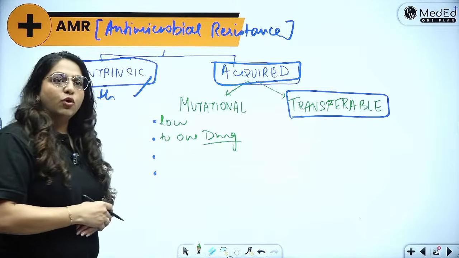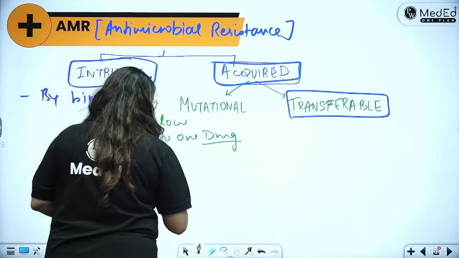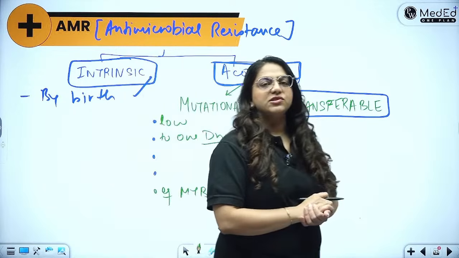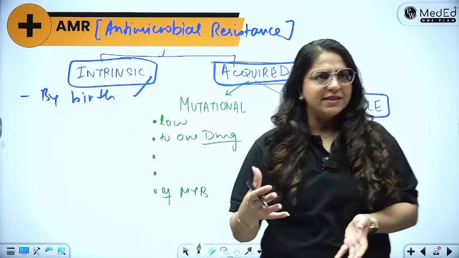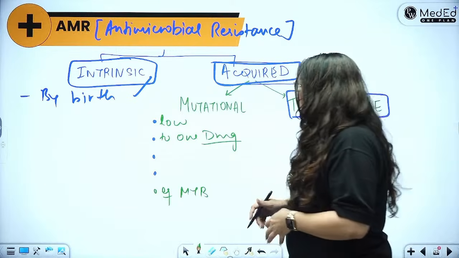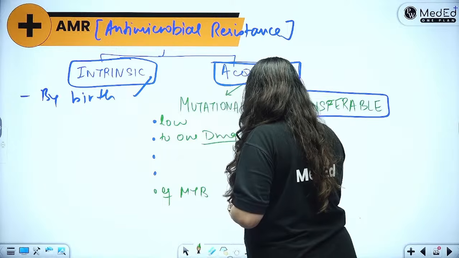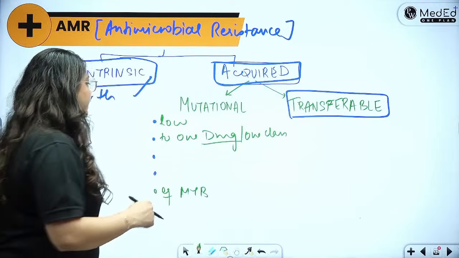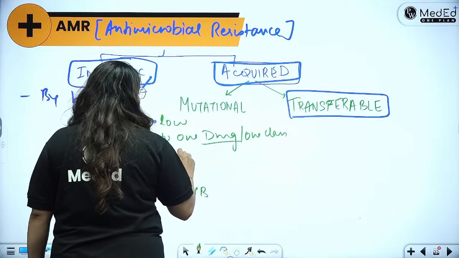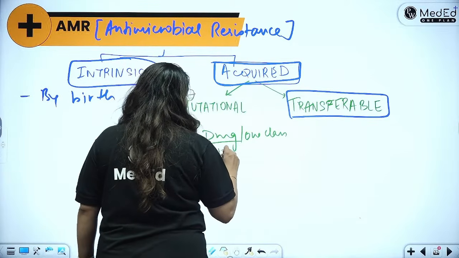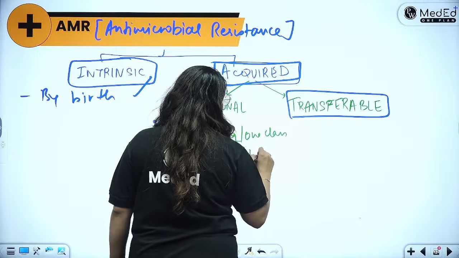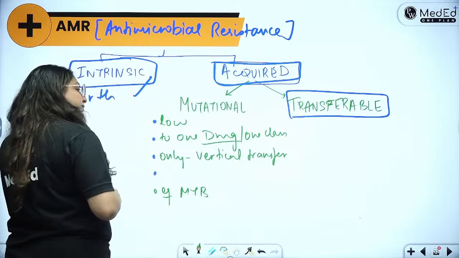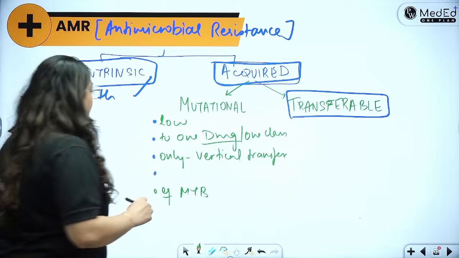Okay, an example is Mycobacterium tuberculosis. So Mycobacterium tuberculosis develops resistance against either rifampicin or isoniazid. So it is low level resistance to either one drug or one class of drugs. It can only be transferred vertically, only from mother to child, not horizontally between two bacteria. And they can be overcome by drug combinations.